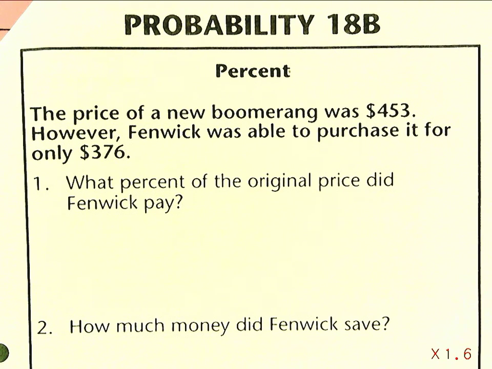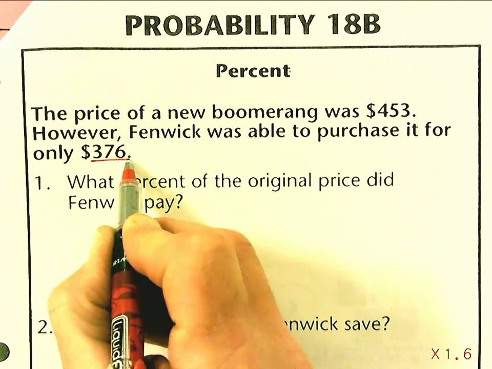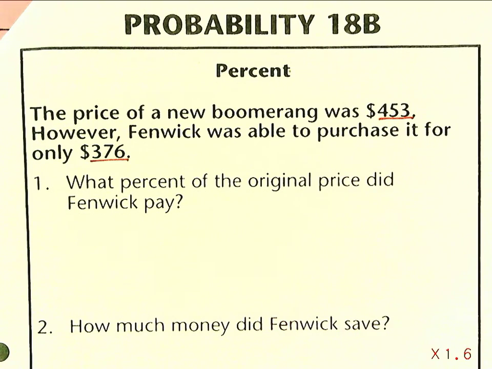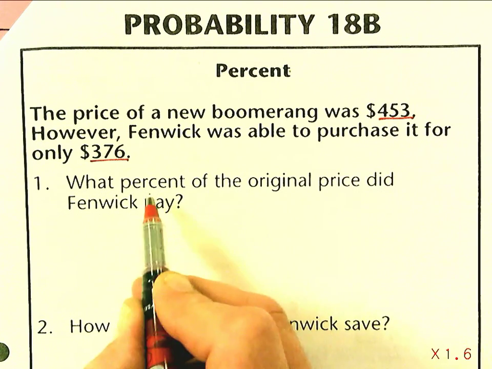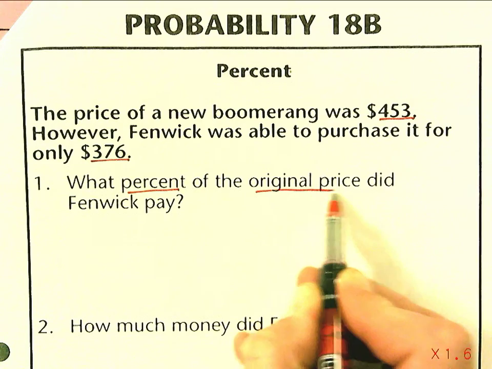In this case we are talking about the price of a new boomerang, which was $453, and now we're looking at what Fenwick actually paid, which was $376 of the 453, and we want to calculate what percent of the original price he paid.